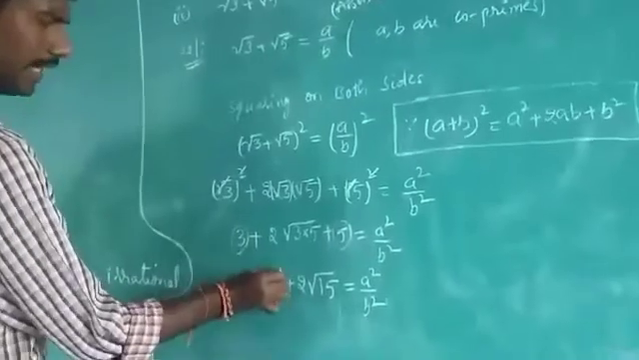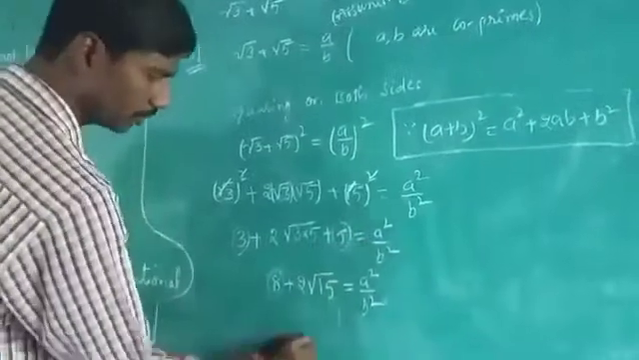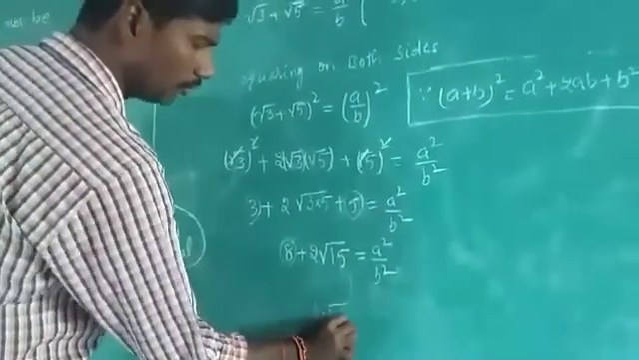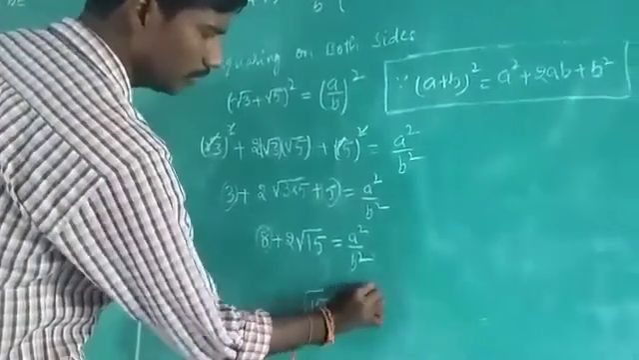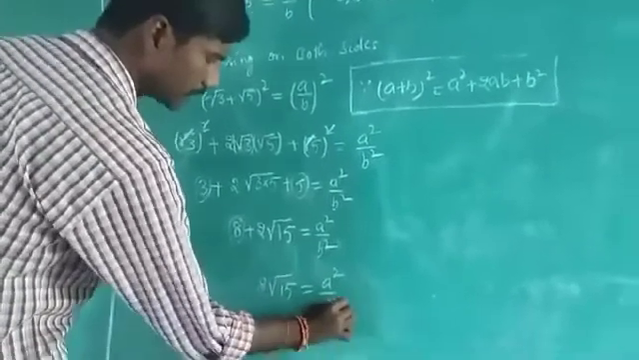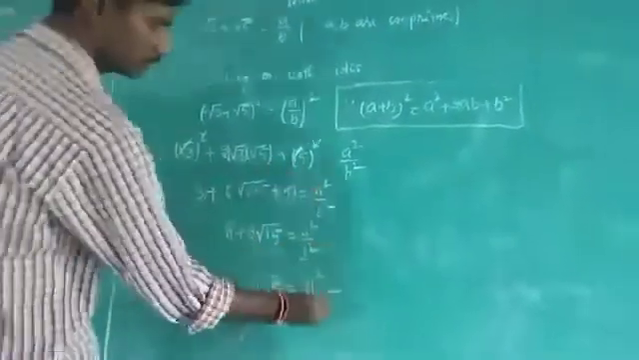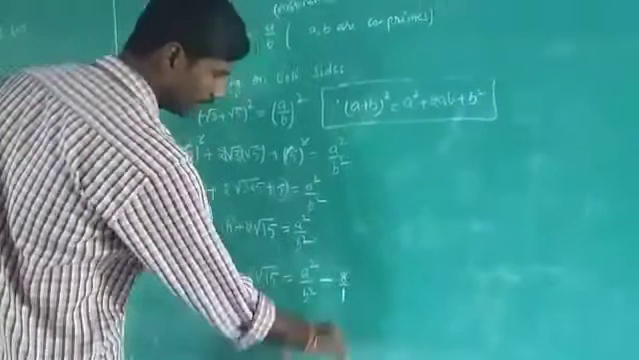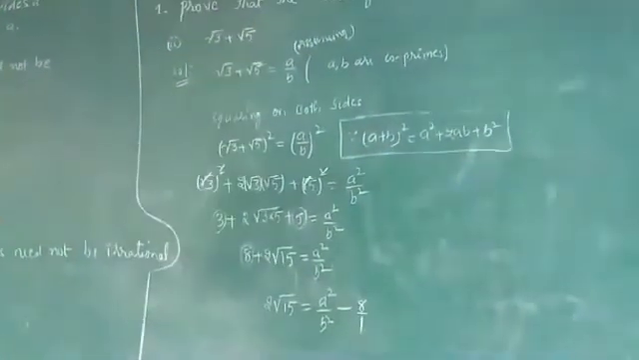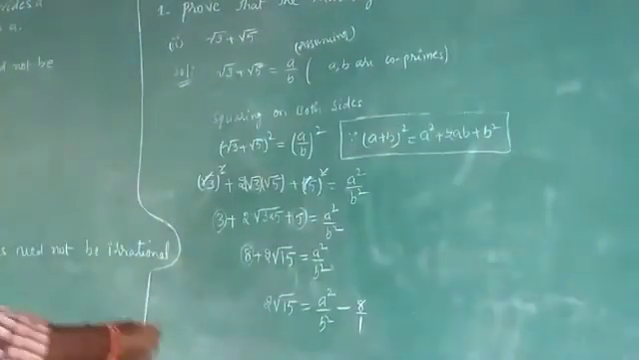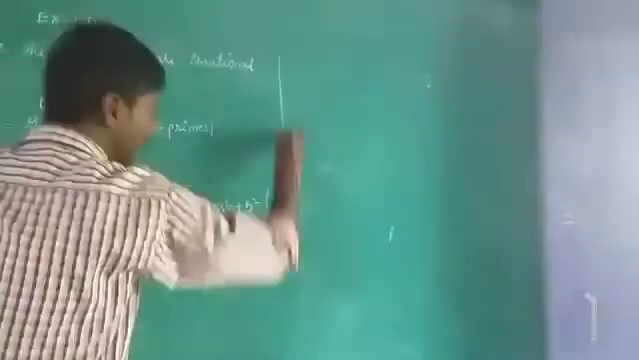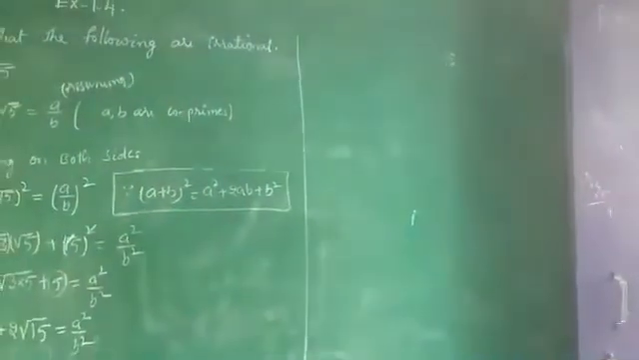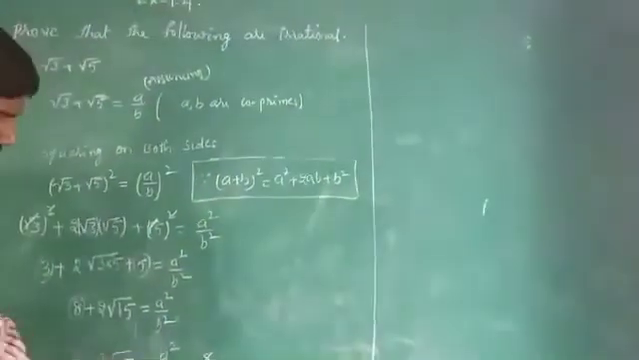Then this 8, you need to transpose. So 2 root 15 = a^2/b^2, and transposing gives minus 8. You can write 8 as 8 by 1. Then let's do the cross multiplication.